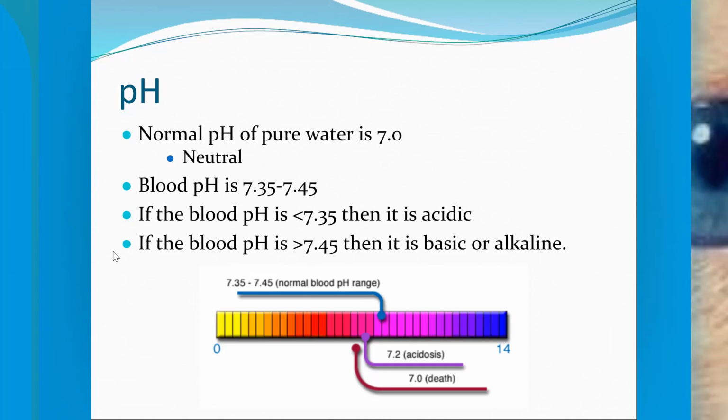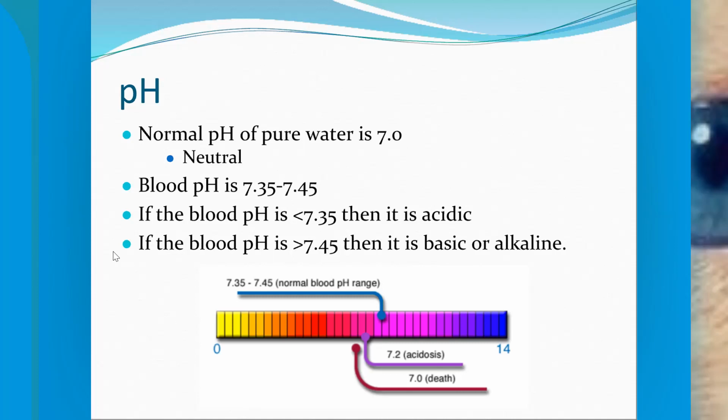However, when we are talking about whether our patient is more alkalotic or more acidotic, if they are less than 7.35, they are going to be more acidotic, going towards that 7.0, so towards acid. If they are going further away from 7.45, greater than 7.45, they're going to be more alkaline, so basic. That's the little scale right there.